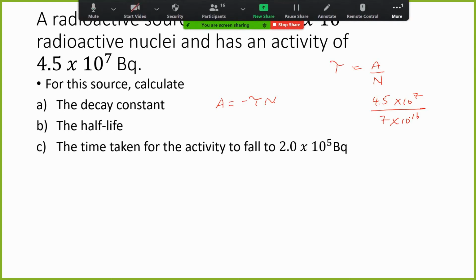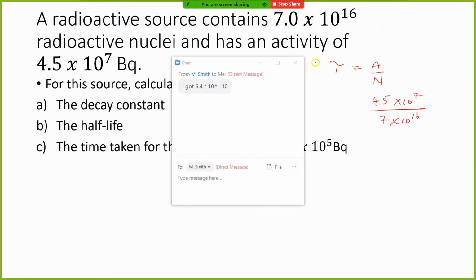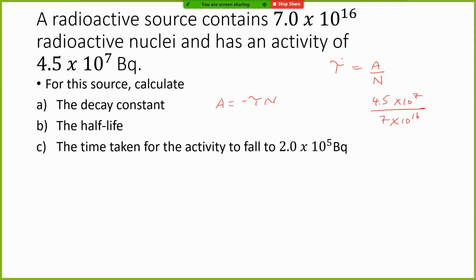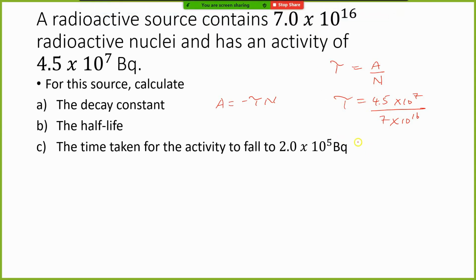What are we getting as the answer? All right, let's confirm. Can anybody else who gets the answer send it to me as well? I'm asking for someone to just confirm. I want somebody else to send me the answer so I can see what it is. Sir, I got 6.4 times 10 to the minus 10. Same, sir. Okay.